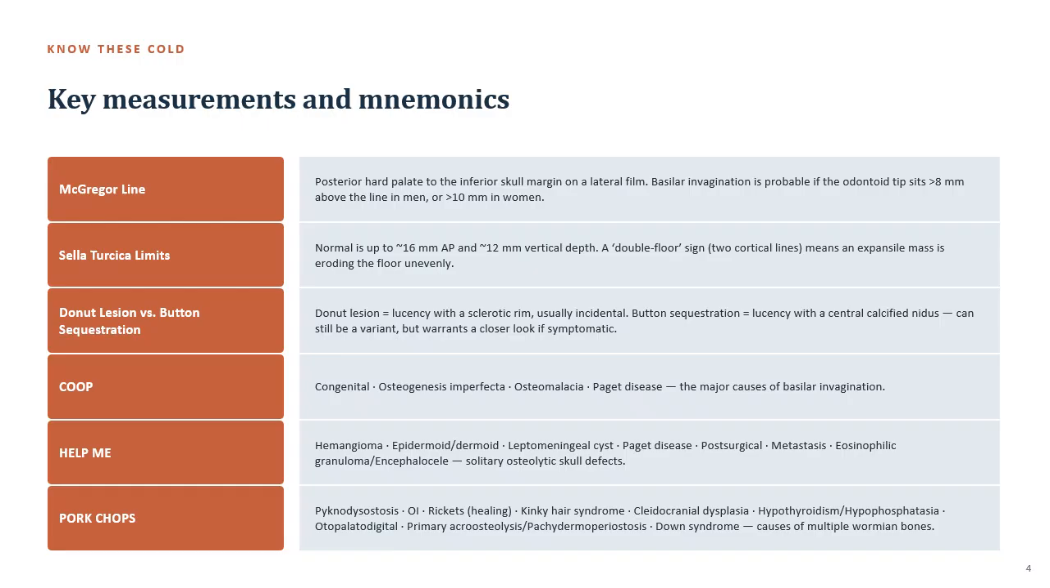There are also some mnemonics. The first one is COOP, and COOP helps us with the major causes of basilar invagination. So congenital abnormalities can cause it, osteogenesis imperfecta can cause it, Paget's disease, and also osteomalacia can cause it.